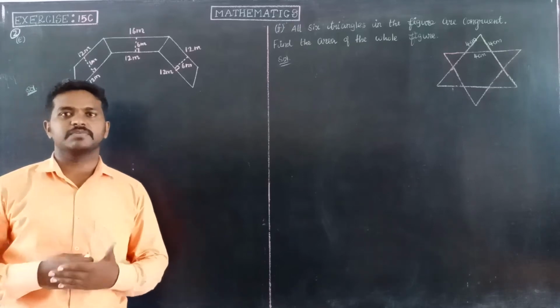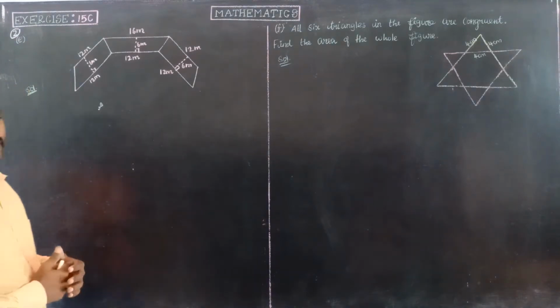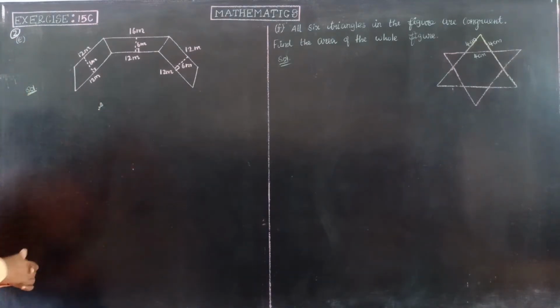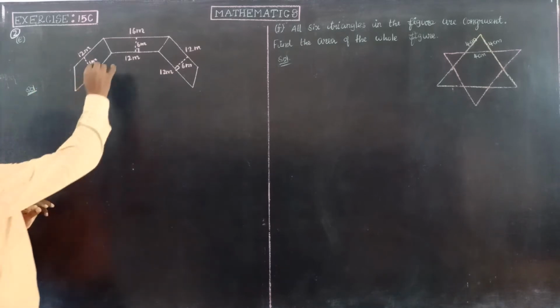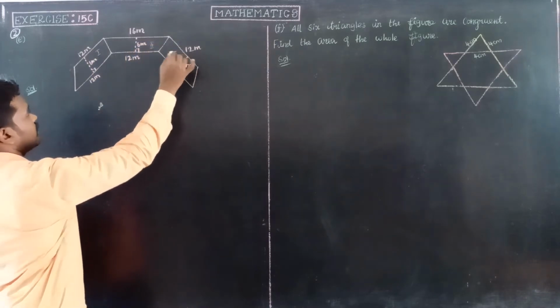Next, exercise 15C, question number 2. Subdivisions E and F, choose one. The first one is the diagram: find the area of the given figure. The first part and the second one and the third one, so we divide it into three different parts.